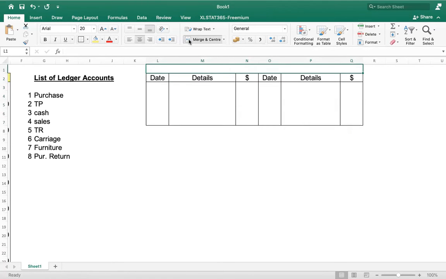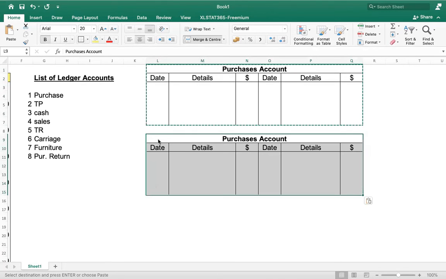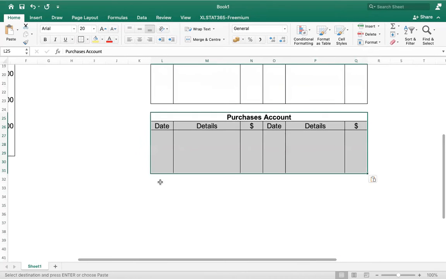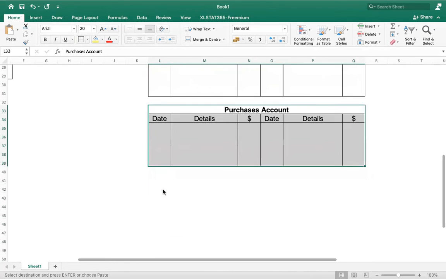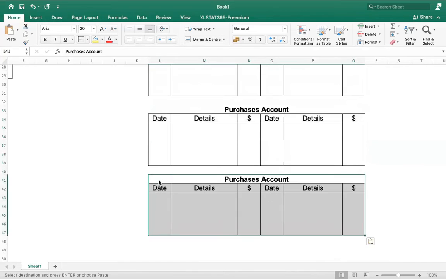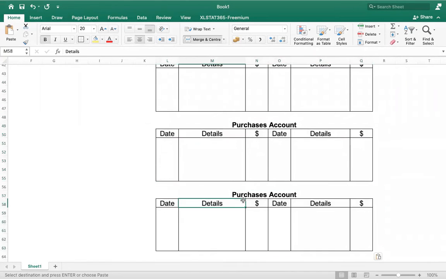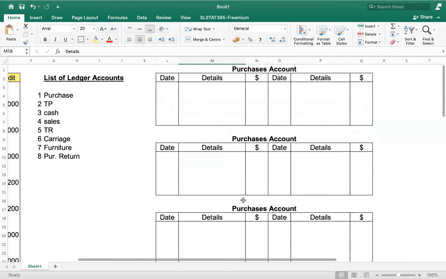The name of the first account we will write in the center: purchase account. Then the second account, third, fourth, fifth, sixth, seventh, and eighth. So the format is done. Now I need to update the names.